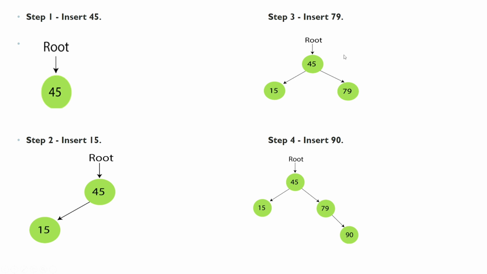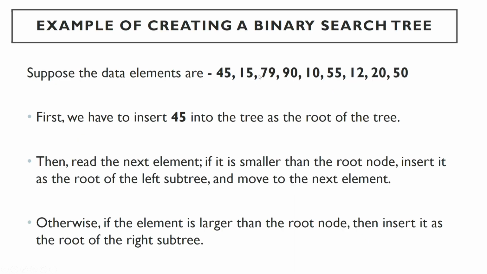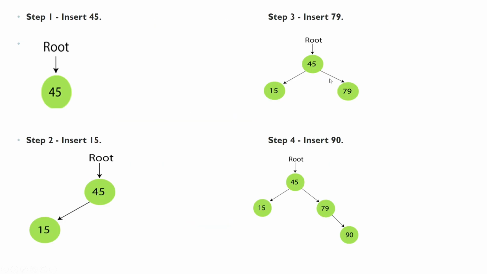Step 3 will be insert 79. So where will it go? It obviously will go to the right of 45. 79 will be placed at the right side, because it is greater than the root, so insert it as the root node of the right subtree.